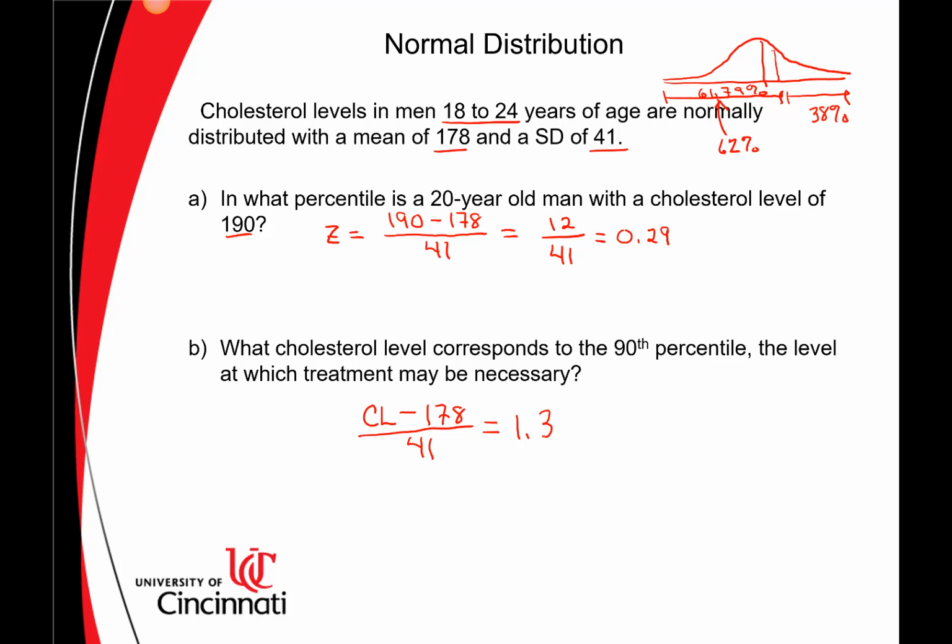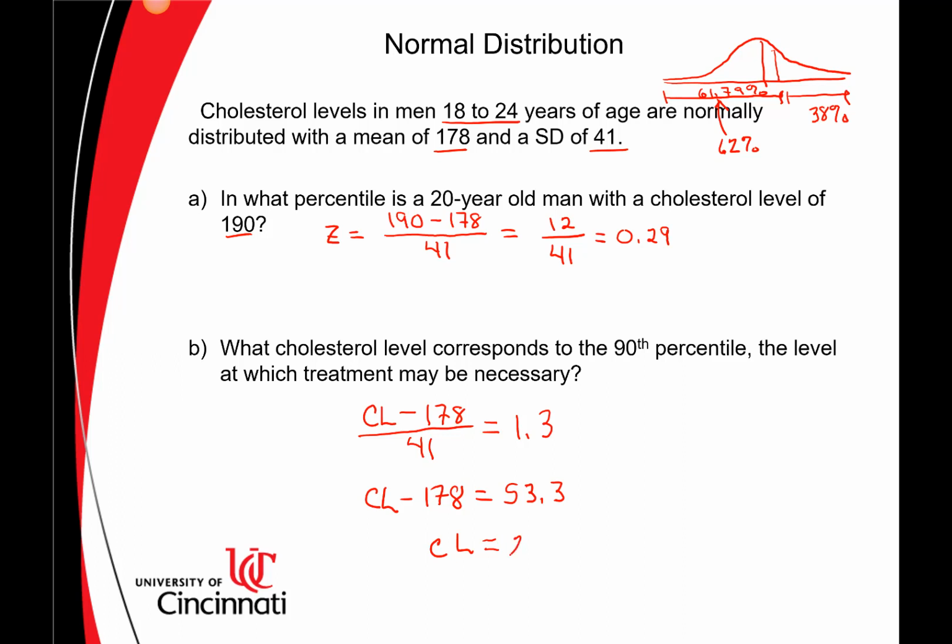At this point, can we solve that for the cholesterol level? Okay. Yeah. What's the first thing you're going to do to solve for this? Maybe multiply by the 41, and that'll give us our cholesterol level minus the 178 equals, when we multiply by 41, we get 53.3. Then, to actually solve for the specific cholesterol level, we're going to add 178 to both sides. So that's going to give us our 53.3 plus 178.